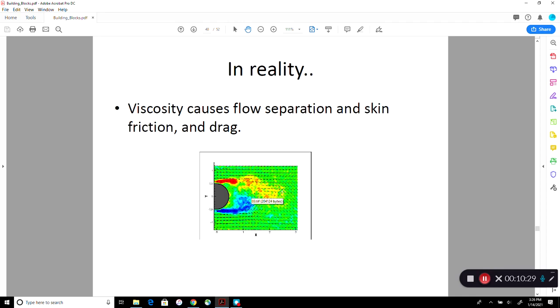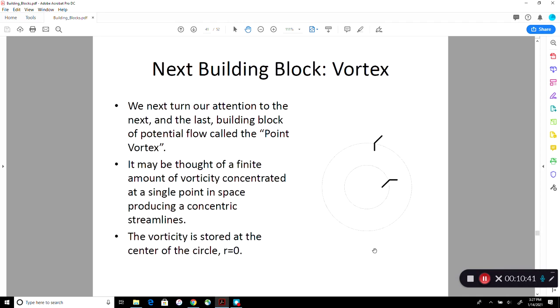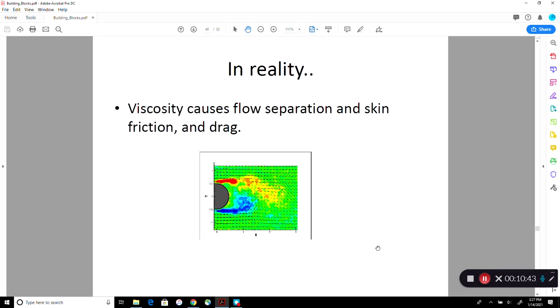So this is a flow singularity called a doublet, and we have taken a doublet and a free stream velocity, and we have come up with flow over a cylinder. So we are going to stop at this point.